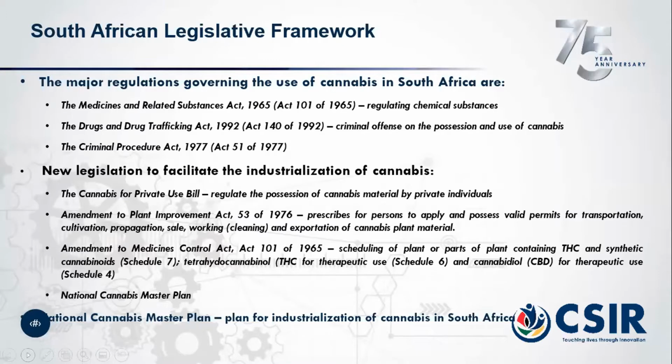Now let's talk a little bit about the key thing in this business, which is the legislative framework. We have the major regulations governing the use of cannabis in South Africa, mainly the Medicines and Related Substances Act, the Drugs and Drug Trafficking Act, and the Criminal Procedure Act. Then in 2018, after the Constitutional Court judgment, we started having some changes in some of these acts.